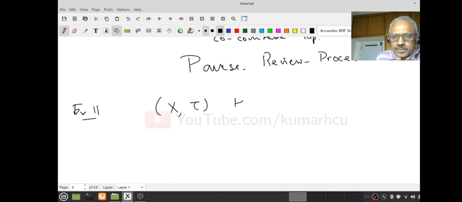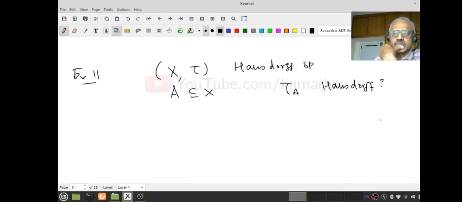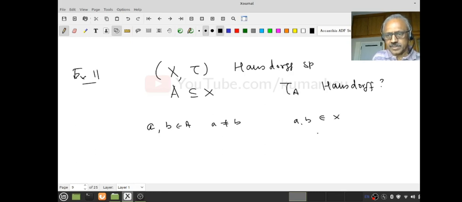Suppose (X, tau) is a Hausdorff space, and A is a non-empty subset of X. Can I claim this is also Hausdorff? Remember, what does Hausdorff mean? If I give you x1 and x2 in X, x1 not equal to x2, then I can find U1 and U2 open, xi in Ui, but U1 intersection U2 is empty. Now do you think I can do that? Yes, because you give me a and b in A, a not equal to b. Now a and b are elements of X. Therefore, there are U and V open in X, a belongs to U, b belongs to V, and U intersection V is empty.